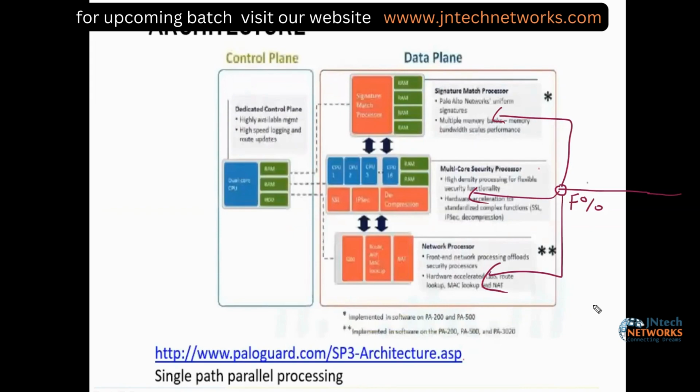And what they will do, they will process the traffic parallelly. It's not one by one process. Parallelly, okay? So for example, 1 second will take signature match processor, 1 second multi-core security processor, 1 second networking processor. So they are processing traffic parallelly. So it will take only 1 second to process this traffic. That's why Palo Alto is fast. Clear now my point?